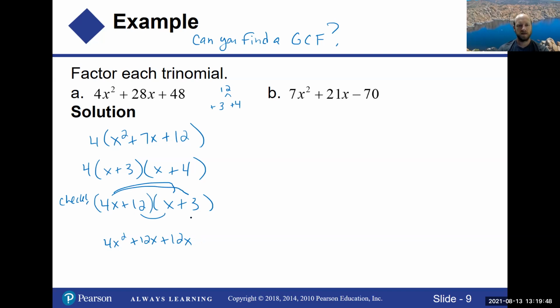What did I do wrong here? Tell me what I did wrong. It's not working out because 12 times 3 is 36. I'm not getting what I started with. What did I do wrong?